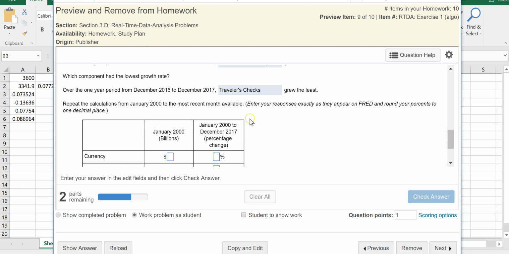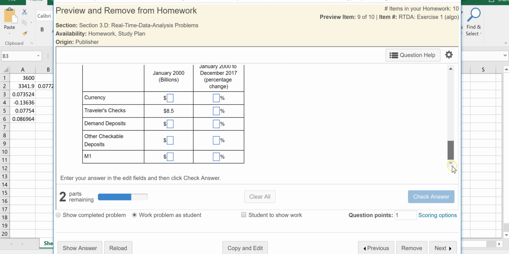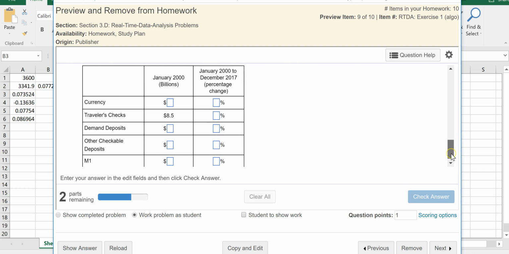And the rest of the problem is just to repeat the calculations from that even earlier time period, January 2000, to the most recent month available. That's still December 2017. So I just skip this part of the question.